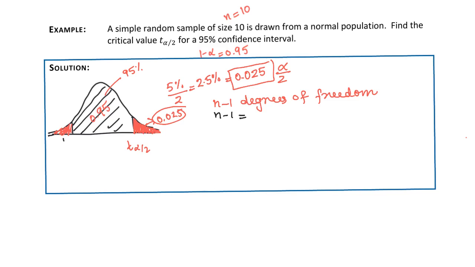So n minus 1 means 10 minus 1, that is 9. So 9 degrees of freedom and 95% confidence level. 95% of the area under the student t curve with 9 degrees of freedom is between negative t 0.025 and t 0.025. So we will use the table A3 to find the critical value.